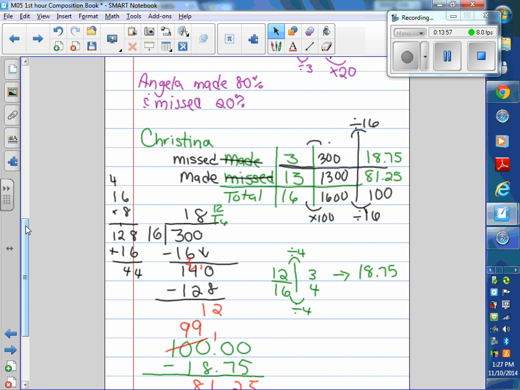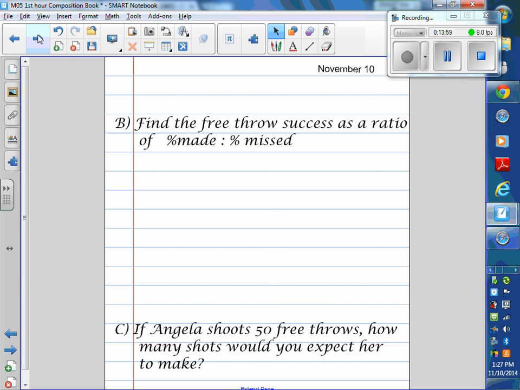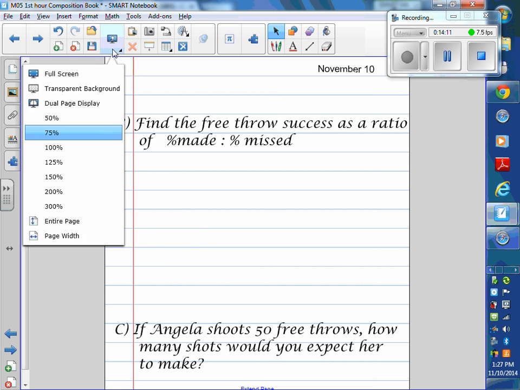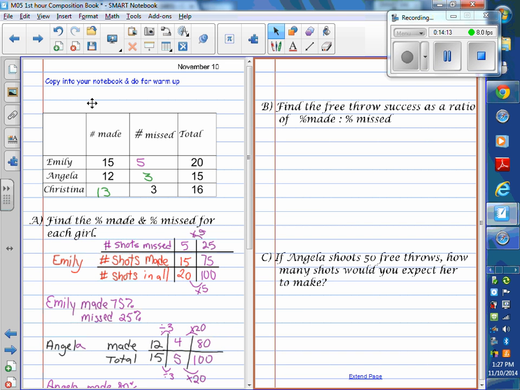So the next part is just find the free throw success. So they call that, oh, so it is about free throws, I forgot. The ratio of the percent made to the percent missed. So what does that mean? Like for Emily, what does that mean, Cody?